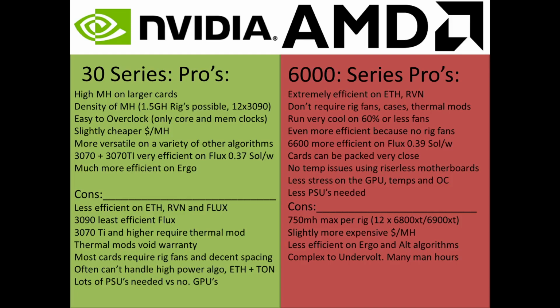So yeah, the 6000 series is extremely efficient on ETH and Raven, especially the 6600 non-XT. It is the most efficient gaming GPU on ETH and Raven, and that's it, just ETH and Raven. It is the most efficient that we're looking at here for Flux as well, at 0.39 sols per watt, but that can be beaten by a couple of older GPUs like the 2080 Ti.